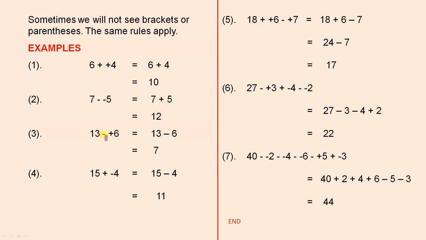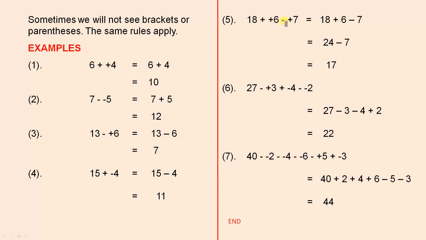Two signs are unlike, that gives us a minus. 13 minus 6 is 7. And two signs are unlike, that gives us a minus. 15 minus 4 is 11. So here we just have some extra numbers involved, but the same principles apply.